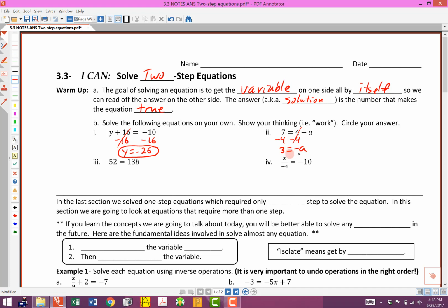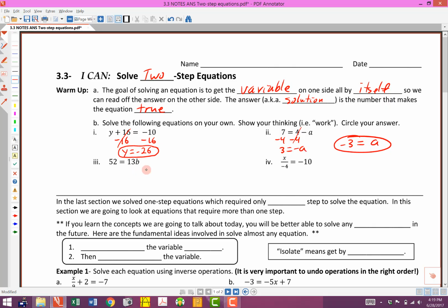And then we can't stop right there, because this is not the answer. The variable's not by itself. We don't want negative a. We want its opposite. We want positive a. So we don't want positive 3. We want negative 3. There's the answer there. And if you wanted to do that by dividing both sides by negative 1, that would be totally okay.